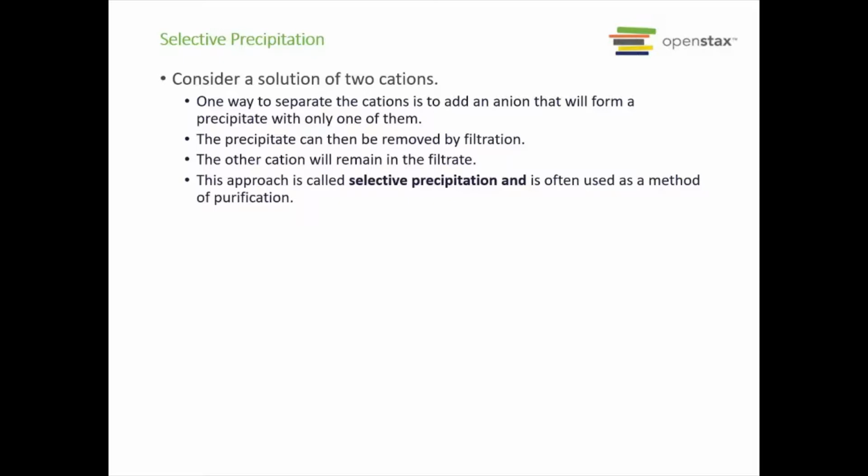And the other cation stays in the filtrate, which is the liquid portion that would pass right through the filter. And so this is called selective precipitation, and we can use this as a method of purification. So we can remove some type of impurity by precipitating it out, and then everything else stays in our water and it's better.